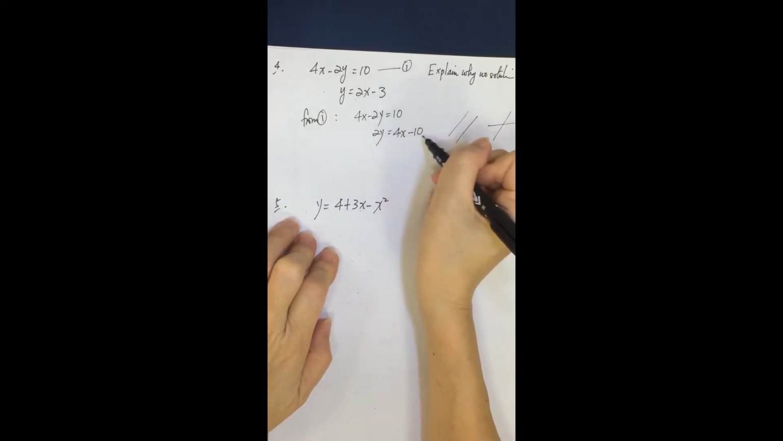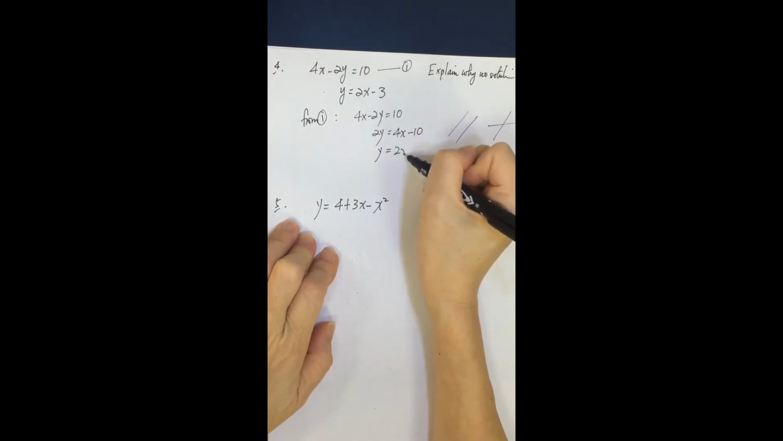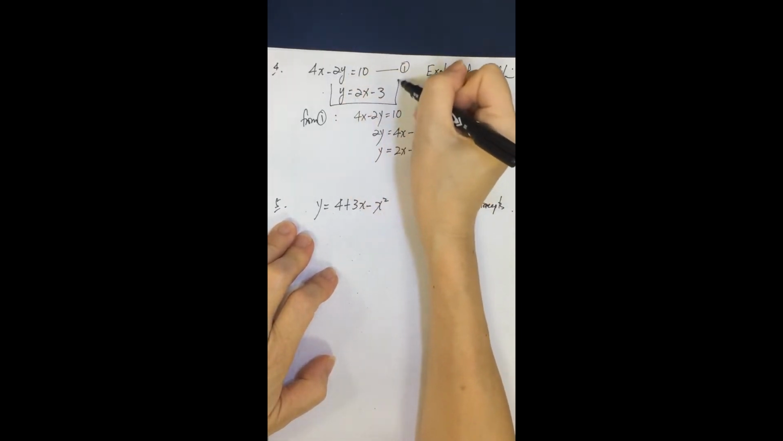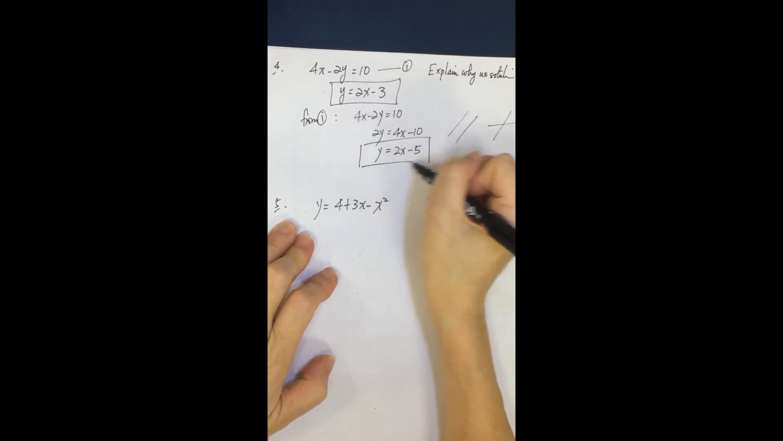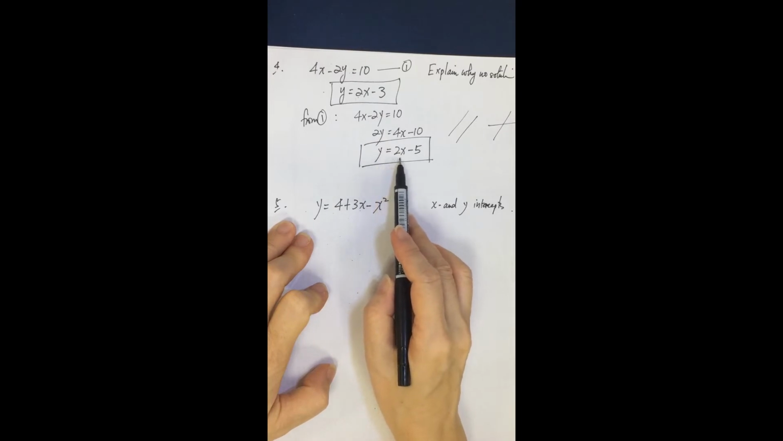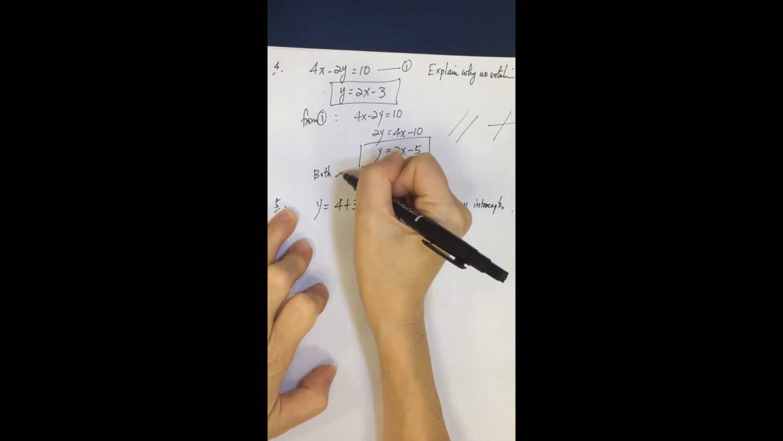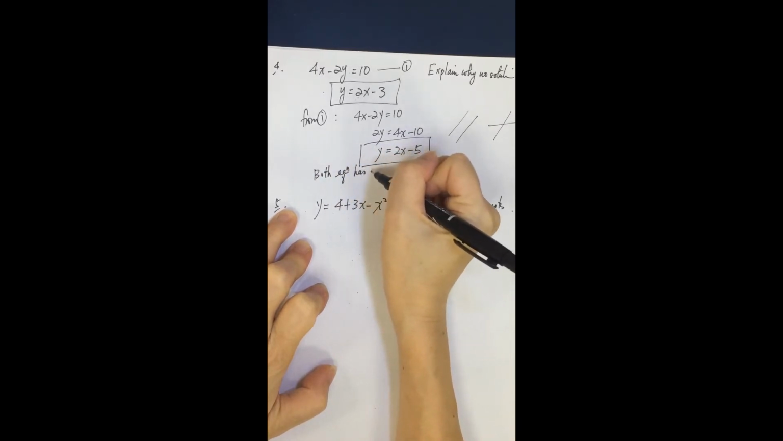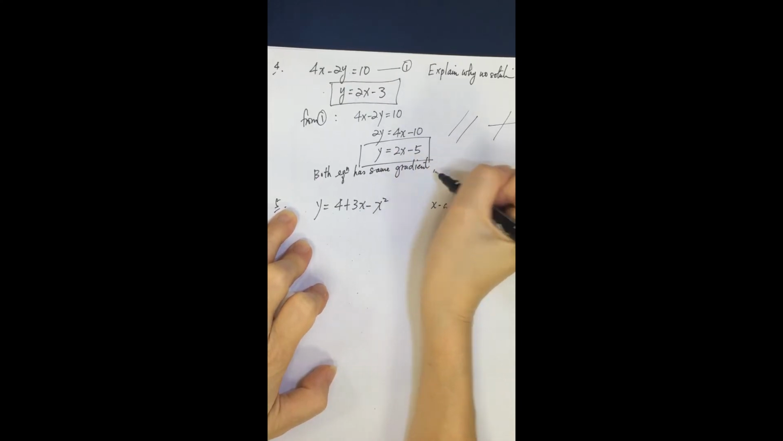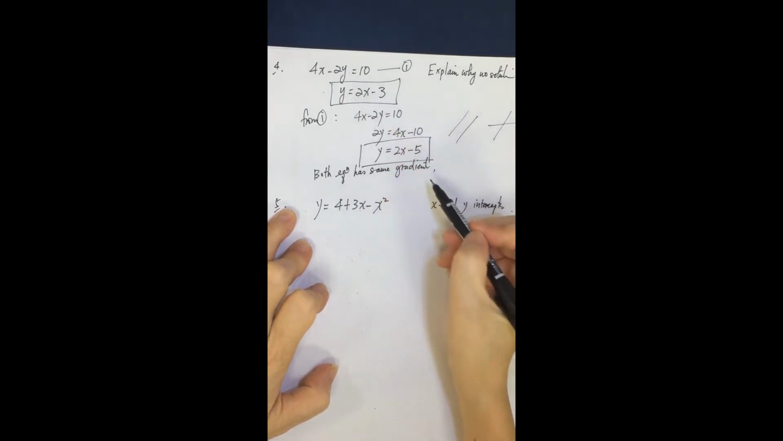Everything has a common factor of 2, so I'm going to divide all by 2. So I have y equals 2x minus 5. Can you see this equation and this equation? y is 2x minus 3, y is 2x minus 5. So both equations have the same gradient, right? Same gradient means what? They have the same gradient, so we have to check whether they're actually the same line or not.